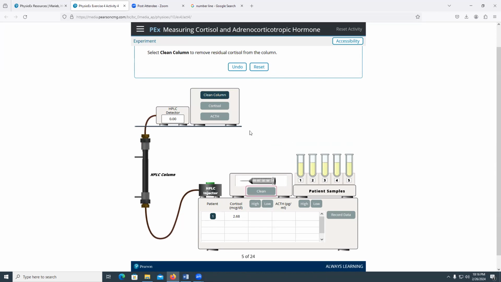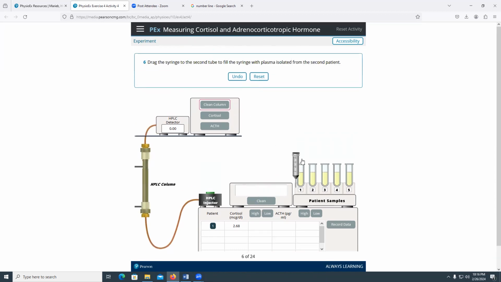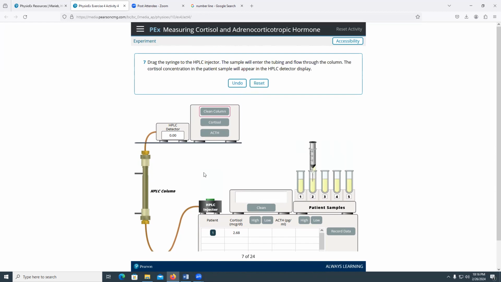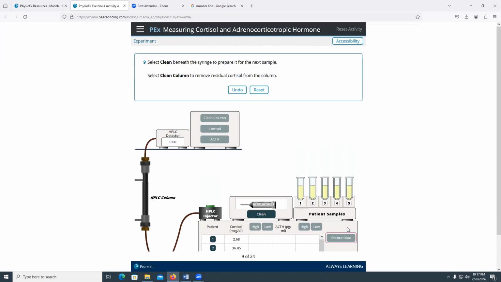Then we clean the column as well. And then we do the same thing for number two, the second patient. Then we put it in the injector. The injector is going to measure for me the HPLC detector, and it's going to record the data. So we select clean beneath the syringe to prepare it for the next sample. Clean the column.